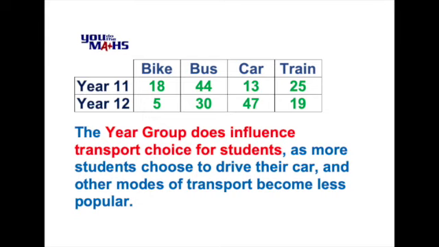Alternatively, there may be tables where we can't see much difference between different values of the explanatory variable. In that case, we can't say that a particular year group would affect a mode of transport. Fortunately, in this case, we can see a significant contrast in the percentages, and we can make a judgment that the year group does appear to influence students' choice of transport.